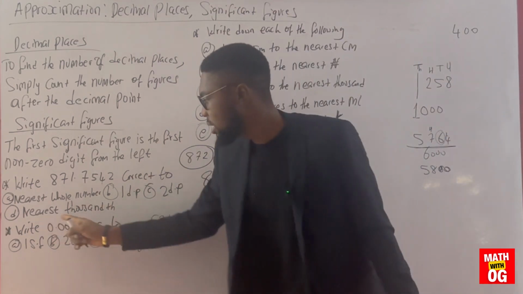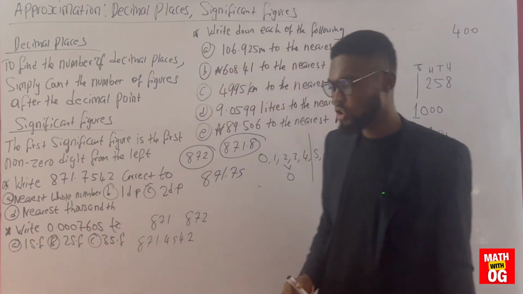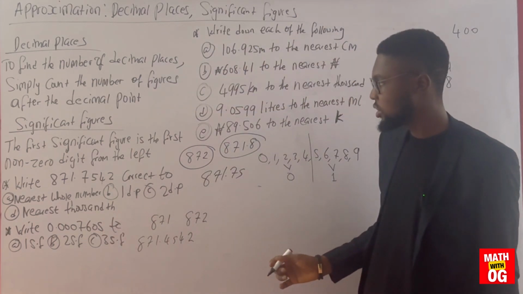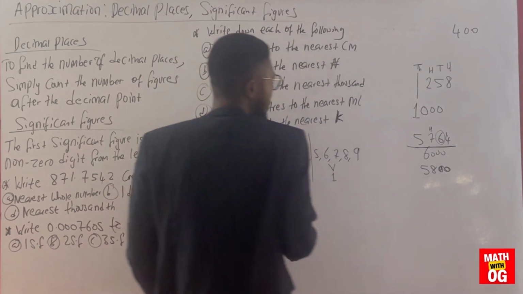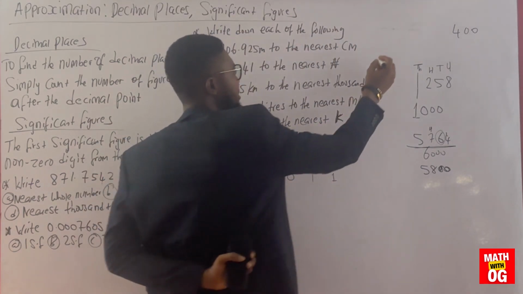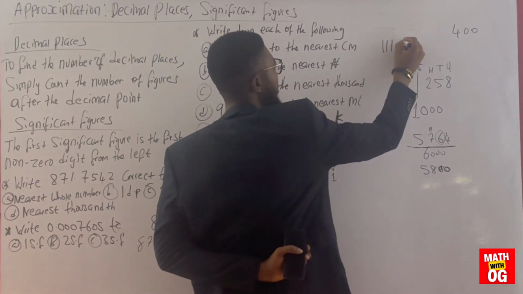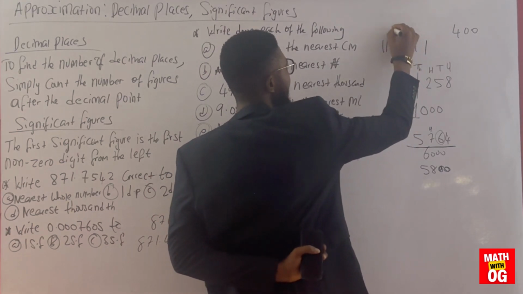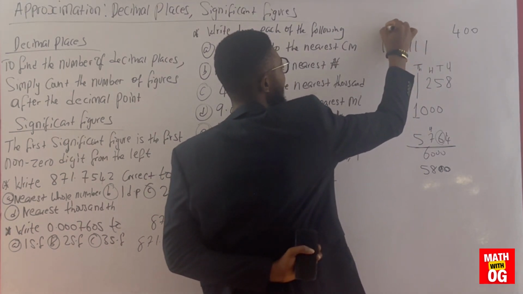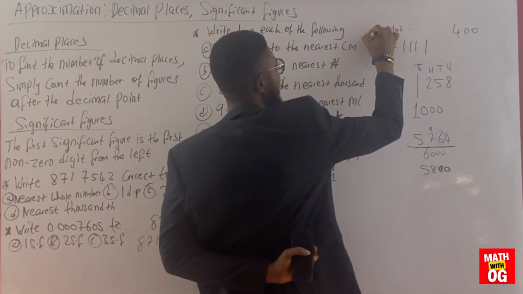The next is nearest thousands, with a TH. Now remember, when we are dealing with numbers, let's say I have this number 111.1111. This digit here is the unit. This here is the tens. This here is the hundreds.